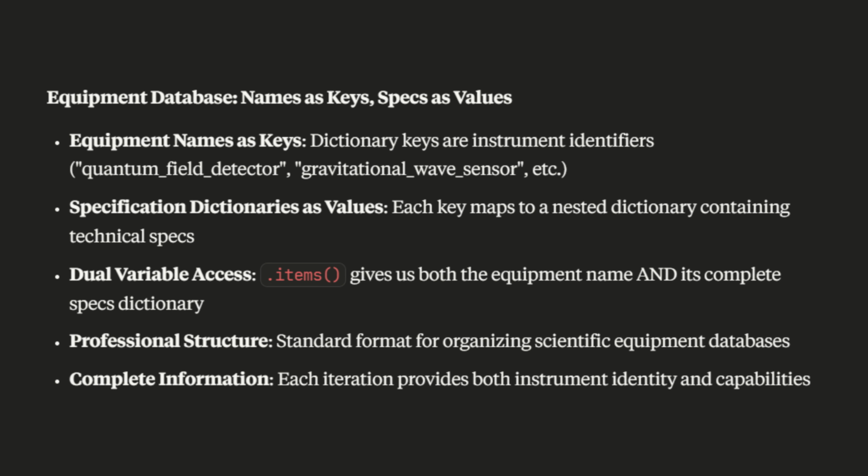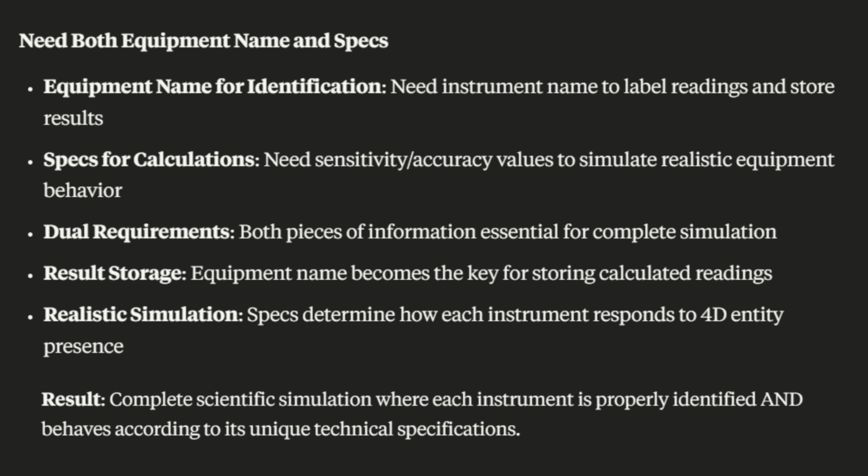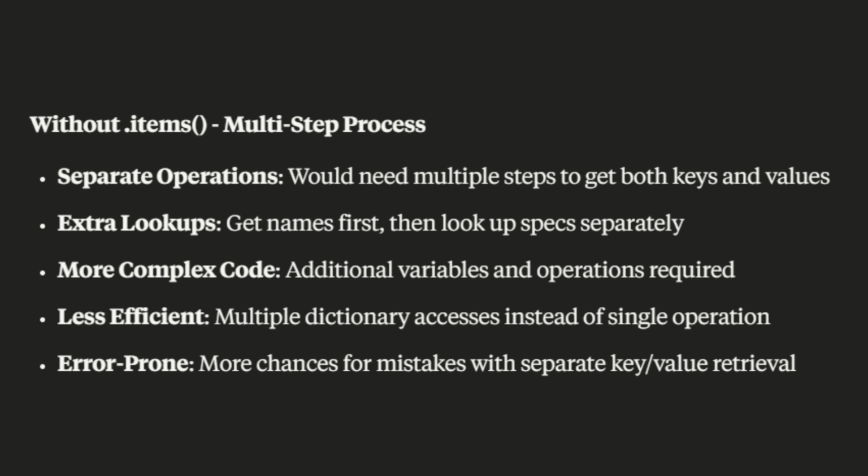This is powerful. Our detection equipment dictionary contains equipment names as keys and specification dictionaries as values. We need both, the equipment name for identification and the specs for calculations. Without .items(), we'd have to do this in more steps. With .items(), we get both in one elegant operation.